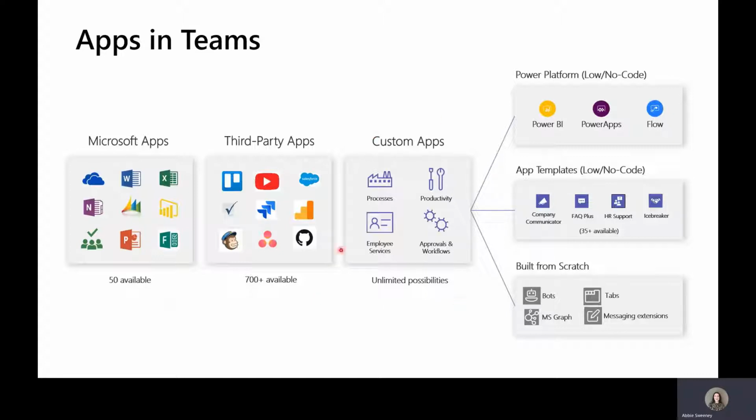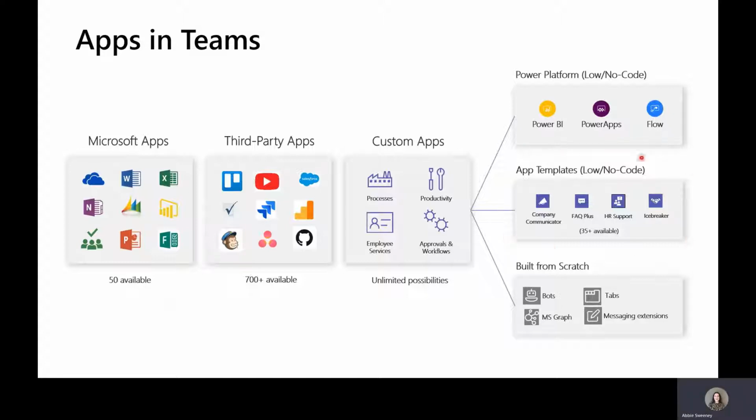We then have this third bucket, which is the custom applications. And this is really where we have that unlimited possibilities piece. When we think of custom applications, we think about them in three different branches. The first one being the Power Platform. Power Platform are low and no code applications. Think of Power BI for dashboarding, Power Apps for drag and drop applications, Flow for automating workflows in your organization. And this is really where you're able to create applications with very little development knowledge. As I said, low and no code, so very little development experience needed, but you're able to make custom applications to integrate within your organization and to integrate within Teams.